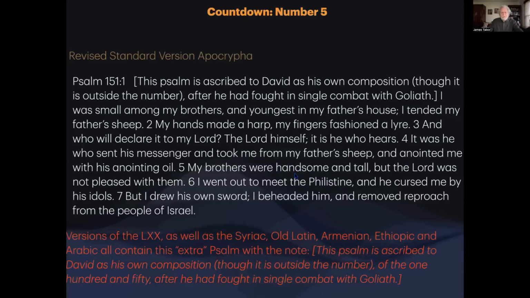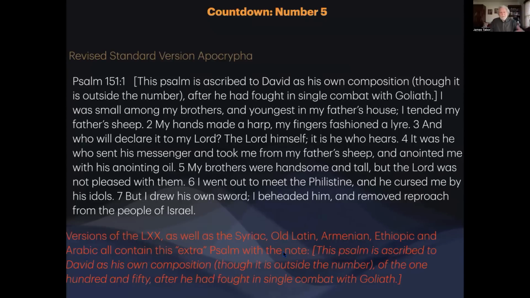"My brothers were handsome and tall, but the Lord wasn't pleased with them. I went out to meet the Philistine," that's Goliath, "and he cursed me by his idols. But I drew his own sword and beheaded him and removed reproach from the people of Israel." So there's a psalm that recounts the story of David and Goliath. And it occurs in quite a few versions, but it's not in our oldest copy of the Hebrew Bible. These are all translations. But should it be there? Does it go back anciently?